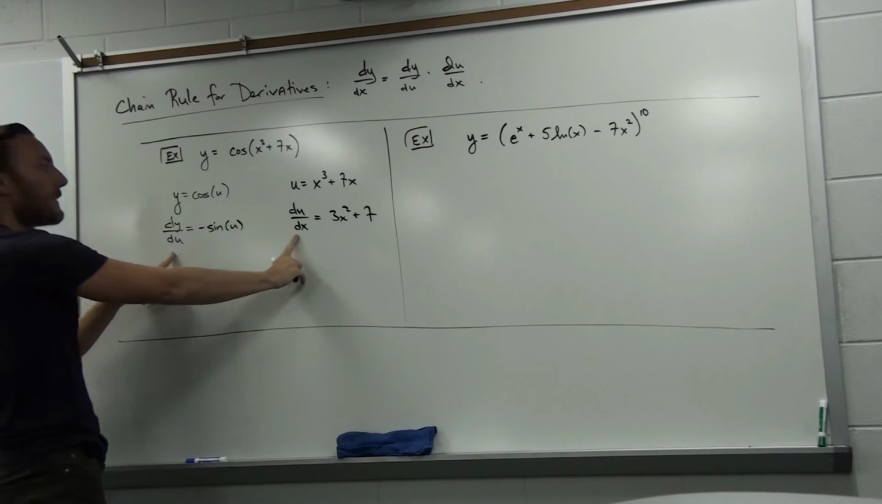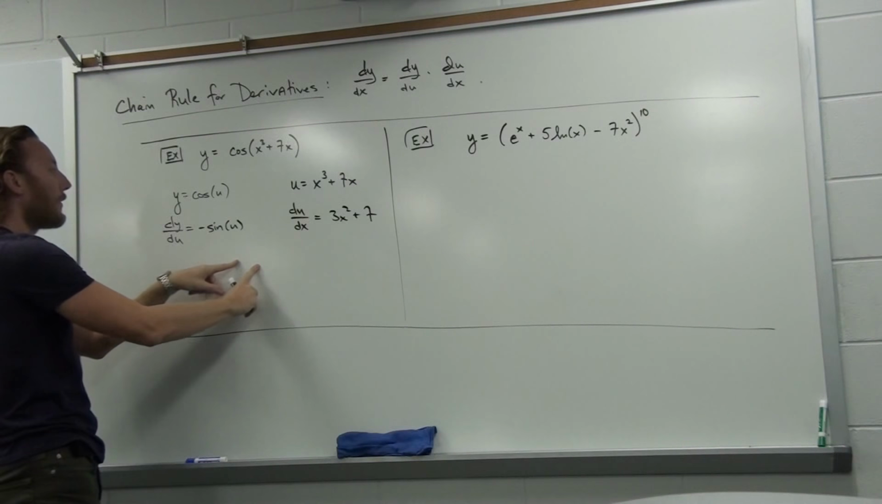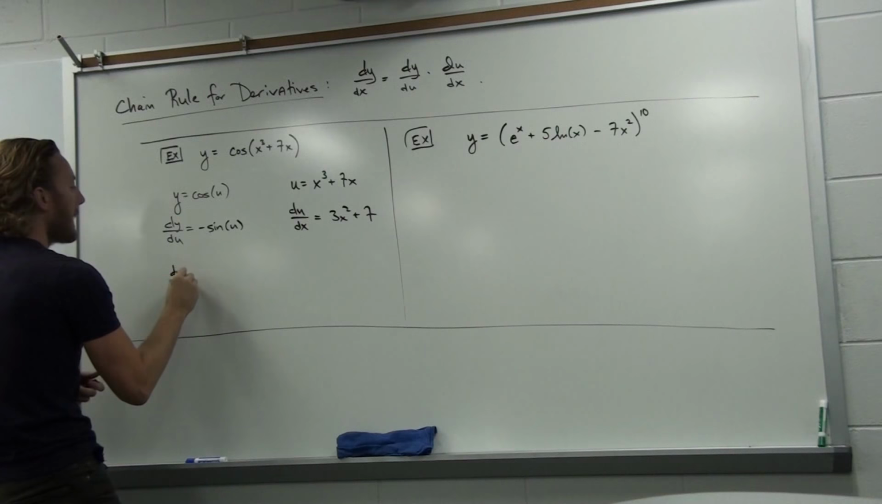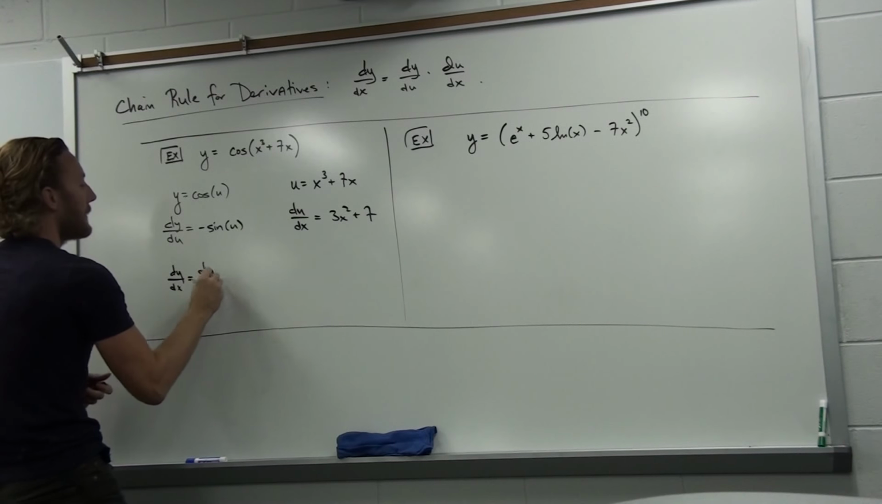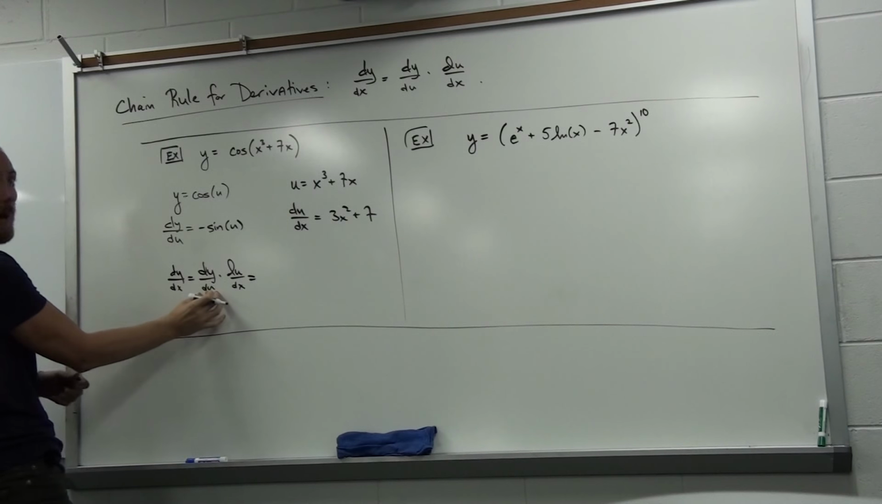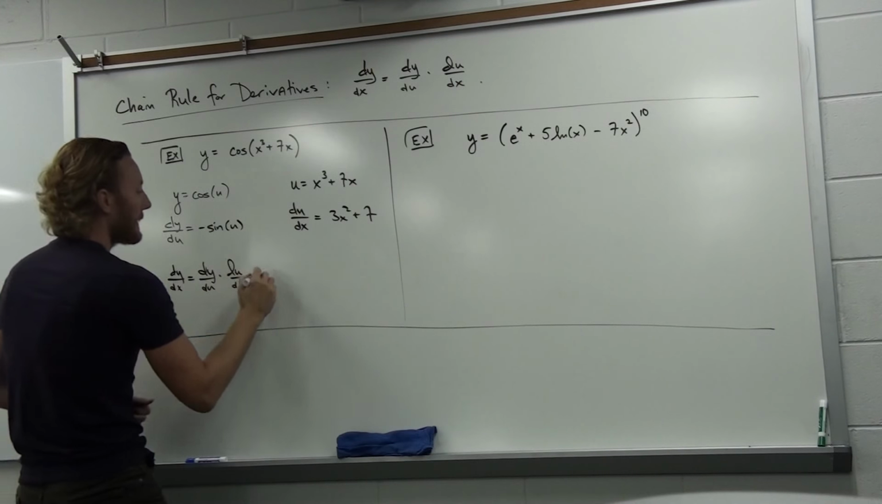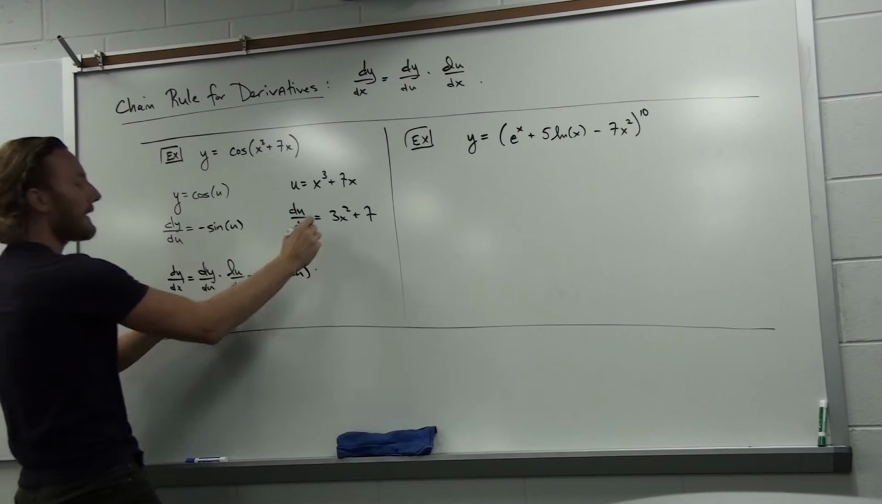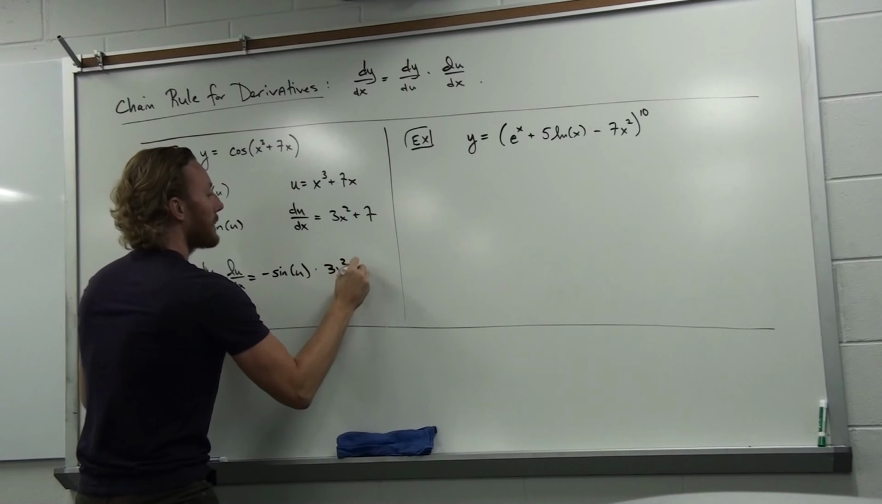And now, taking these two derivatives and multiplying them together, we know that dy over dx is just dy over du times du over dx. So in particular, what is dy over du? That is minus sine of u. And what is du over dx? That is 3x squared plus 7.